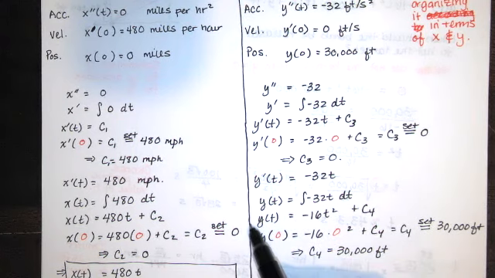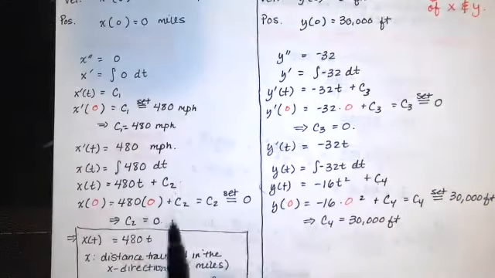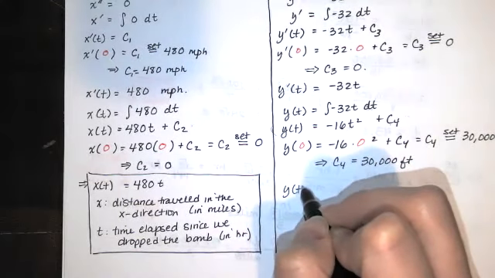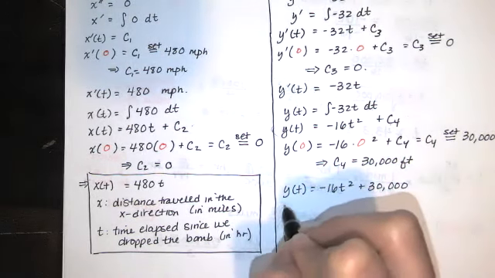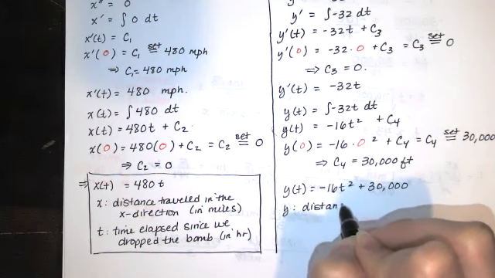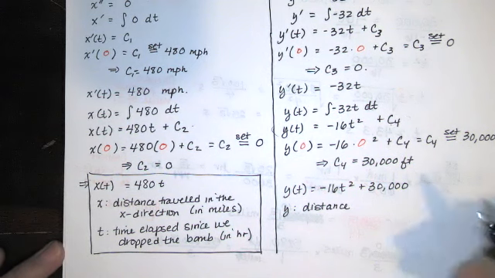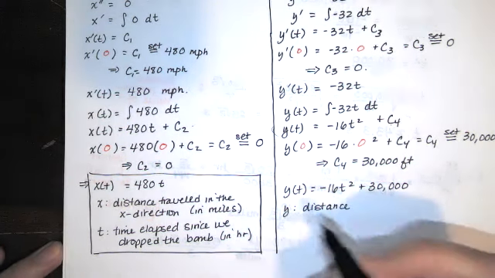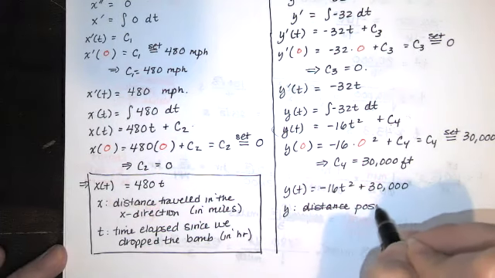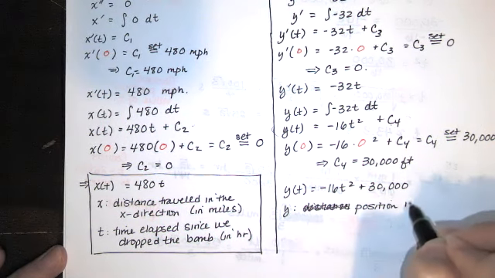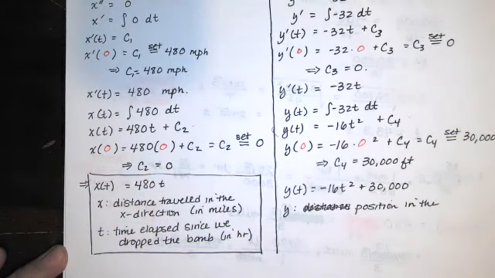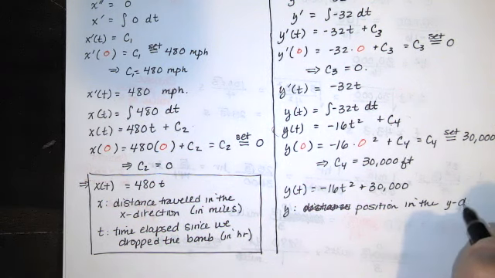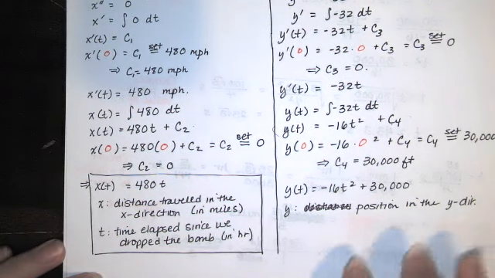So y is given by this function where C4 is replaced by 30,000 feet, just like x was given by this function where C2 was replaced by 0. So y of t is negative 16t squared plus C4, which is 30,000, and y is position in the y direction. And I guess x is distance traveled in the x direction, but it's also position in the x direction, given our choice of origin. But here, position and distance traveled are not the same thing.